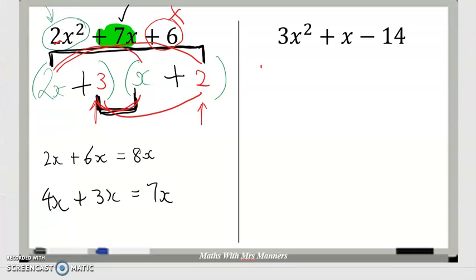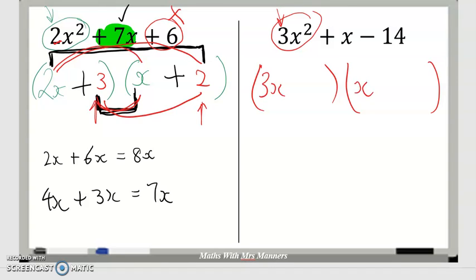Let's try it again. Once again, we've got an example where the leading coefficient is prime, so we can only have 3x and x. Half the work's already done for you there. I need two numbers that multiply to give 14. It could be 14 and 1, it could be 7 and 2. I don't know which. What I'm doing right now is picking the wrong combination on purpose, because I want you to see what happens when it's the wrong combination. So let's do 14 and 1.